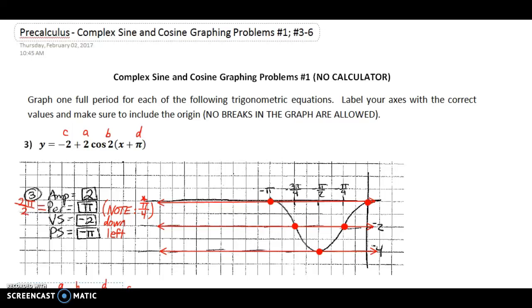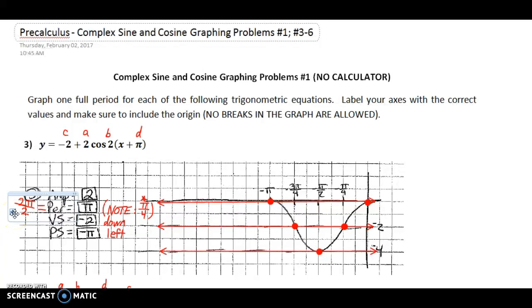Alright, let's do some complex sine and cosine graphing here. This is the complex sine and cosine graphing problems number 1 assignment. We're going to take a look at numbers 3 through 6. And what I've done is taken the solutions that you can find online and thrown some extra notes on here to really solidify where these values are coming from and hopefully help you get a better grip on how to accurately graph complex sine and cosine graphing problems.